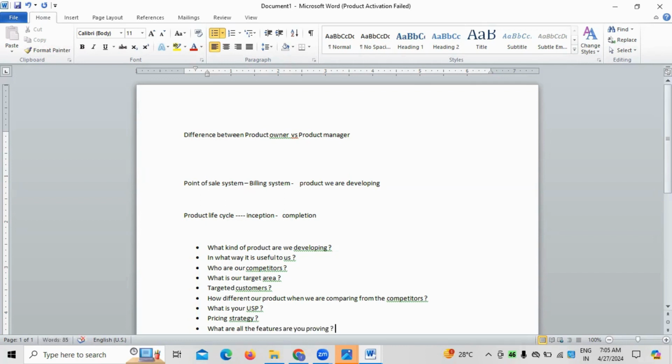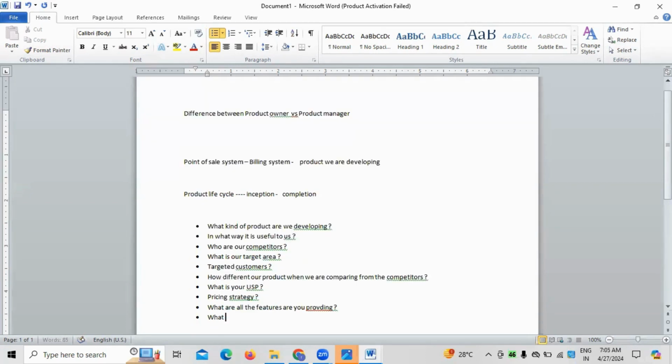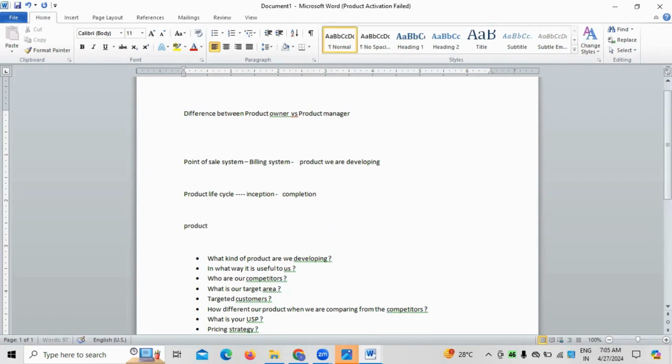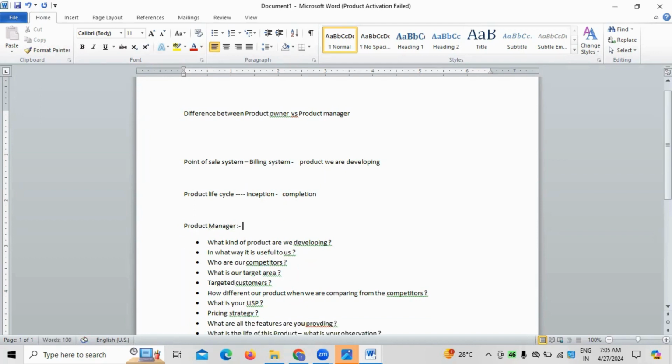Finally, above all, what is the life of this product? And what is your observation of this? You are developing this product. So this is where generally, if you are a product owner, this kind of mindset you need to have. Because the person who is coming from the product owner role may not have all this kind of mindset, all these kind of experiences.